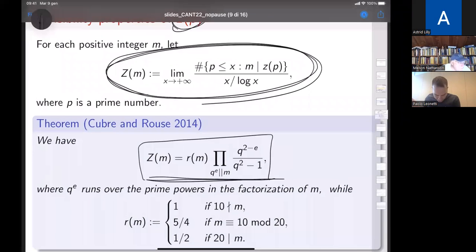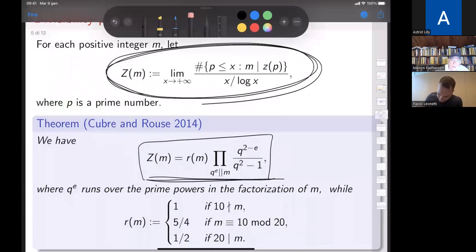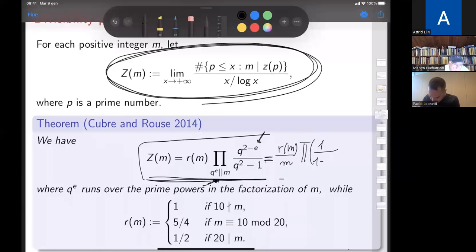So R of m is a constant, which is either 1 or 5 divided by 4 or 1/2, multiplied by this product. Now, if we want to write it explicitly, then R of m is a constant which is more or less equal to 1, but we can rewrite this relative asymptotic density equal to R of m divided by m, because here we have 2 to the e, which divides exactly m, and here we have a product of 1 divided by 1 minus 2 to the minus 2, where 2 divides m.